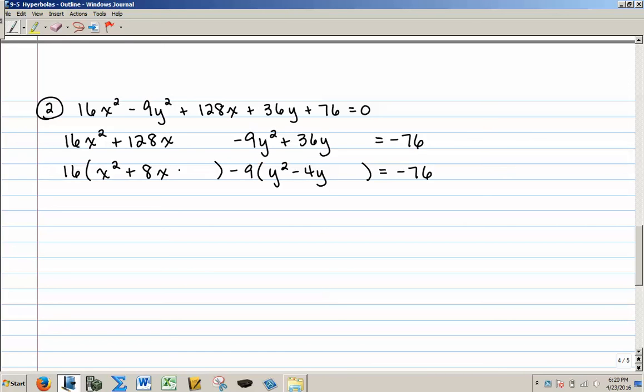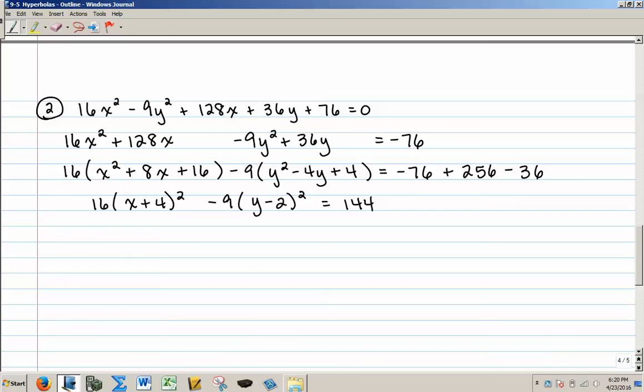So half of b squared is 16, but I didn't add just 16. I really added 16 times the 16 out front, which is 256. And half of b squared here is going to be 4, but I didn't really add 4. I really subtracted 36. So I have to subtract 36 over here. So let's factor our trinomials. Okay. And I believe all of this over here adds up to 144.